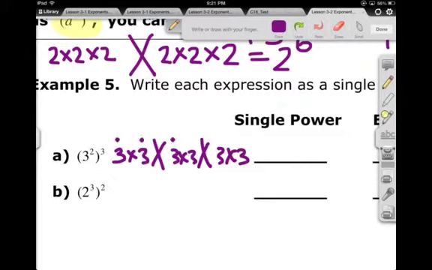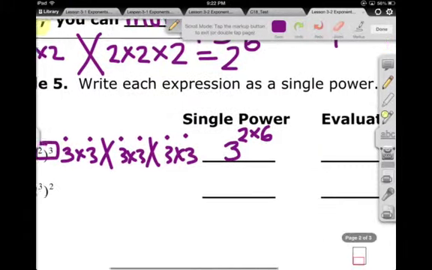1, 2, 3, 4, 5, 6 multiplications. If you'd like to do it a little more simply, you could do 3 to the 2 times 6. Technically, when you raise text up like that, the 2 and the 6, they're the powers. Sometimes you'll hear it called a superscript, but in math, we generally tend to call it a power.